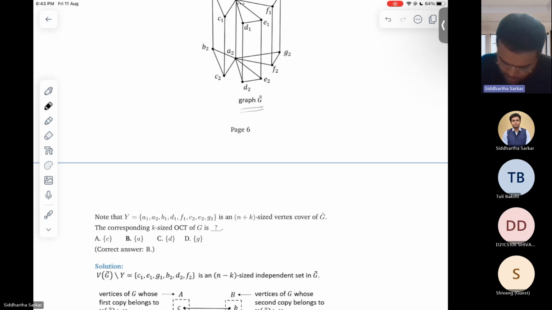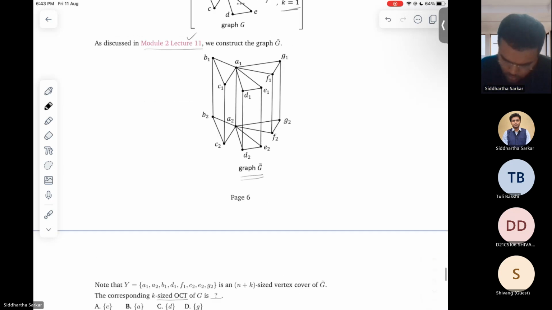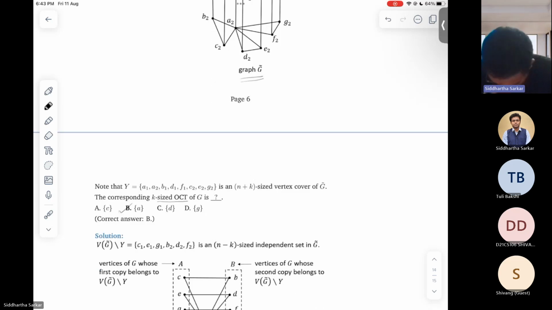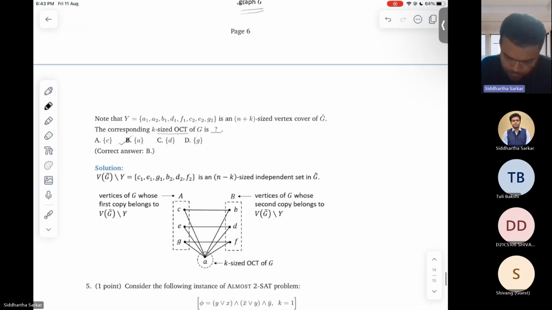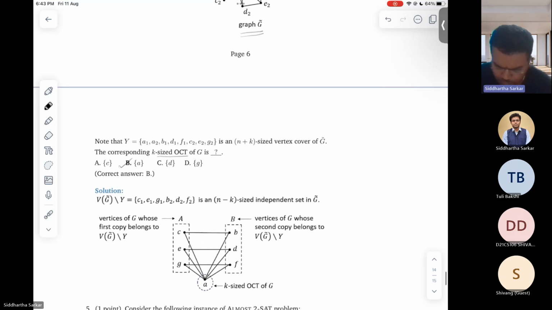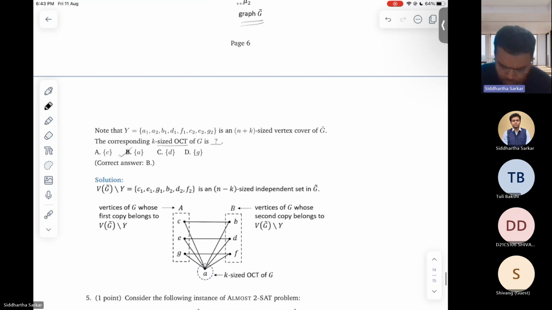The corresponding k-sized OCT, odd cycle transversal of G, is what? That is the question. Of course, we can trivially say it is A. So you can blindly answer A, but let's see what the solution is. I think you can just read the solution.